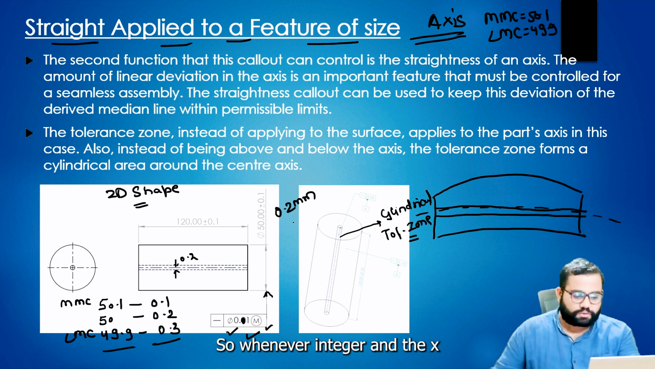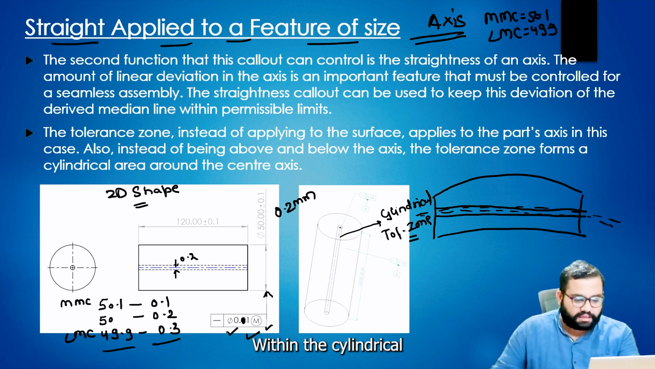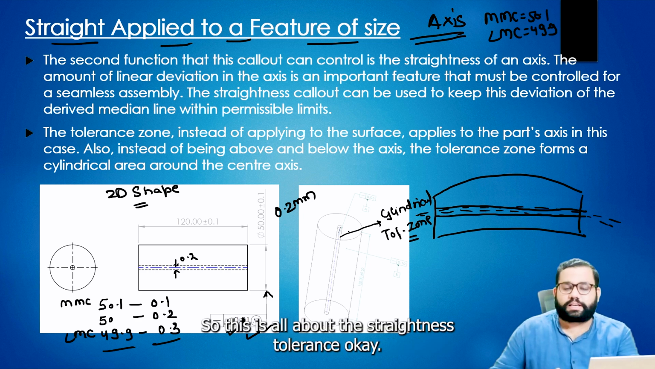After manufacturing we can have it like this. This axis should always be within this cylindrical tolerance zone. So this is all about the straightness tolerance.